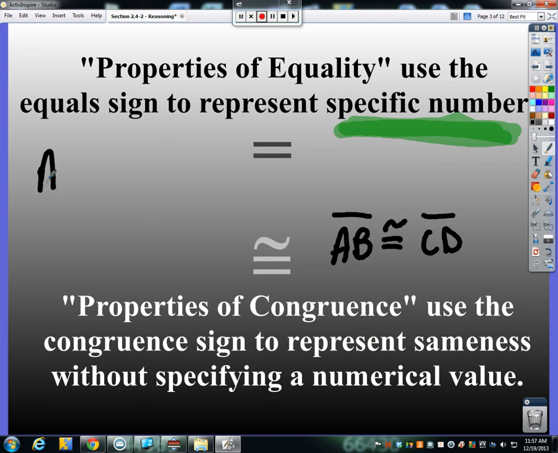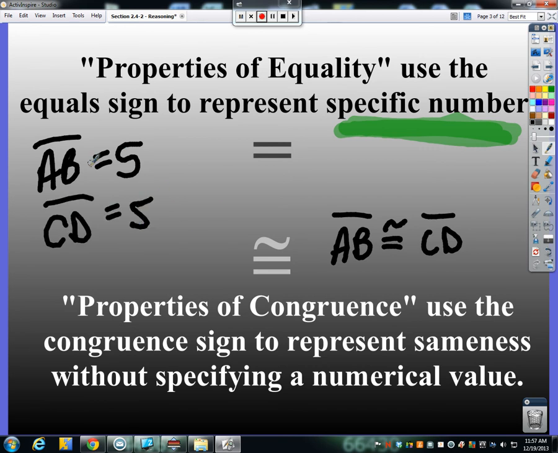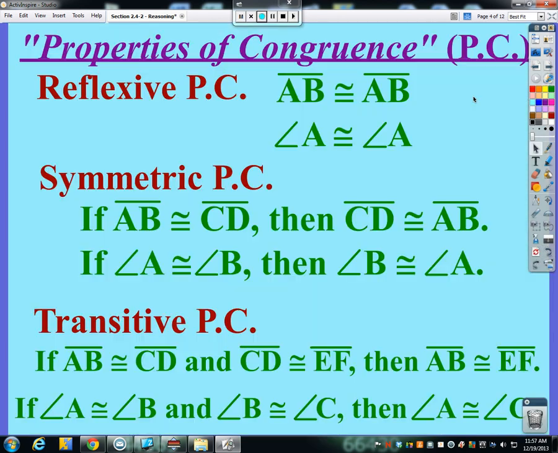If I said that AB is equal to 5 and CD is equal to 5, well, that's why I'm using the equal sign here, because I'm referring to them as numerical values, 5 and 5. Okay? So when no numbers are involved, you're typically going to be using the congruent symbol. When you want to refer to numbers, use the equal sign. So there are three properties of congruence, and they're just our reflexive, symmetric, and transitive. There's not really addition, subtraction, multiplication, division properties of congruence because we're doing algebra, which is all of equality. So these are the only three congruence properties.